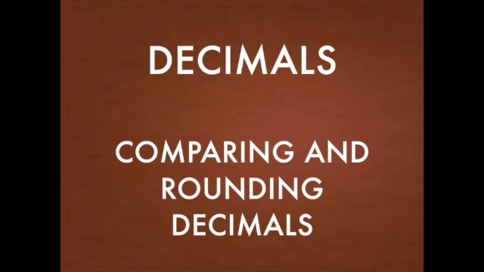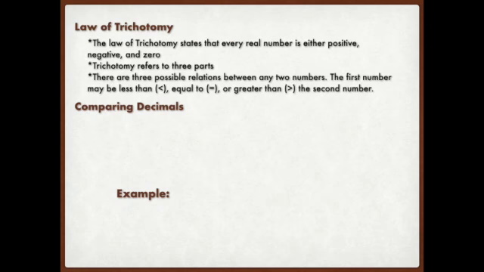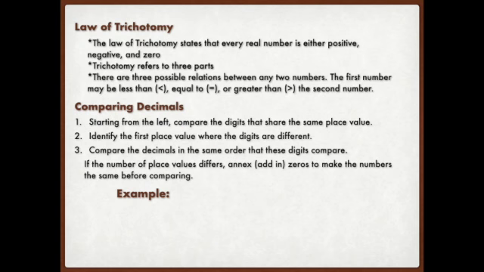So let's compare and round decimals. The law of trichotomy, remember tri meaning 3, states that every real number is either positive, negative, or 0. Here we have 3 sections. Okay, we're referring to the 3 parts. We're going to focus more on 3 possibility relations, okay, between any 2 numbers. This refers to the greater than, equal, and less than symbols, which we've already covered and learned about in the past. We're going to compare decimals, and there are rules in comparing decimals.